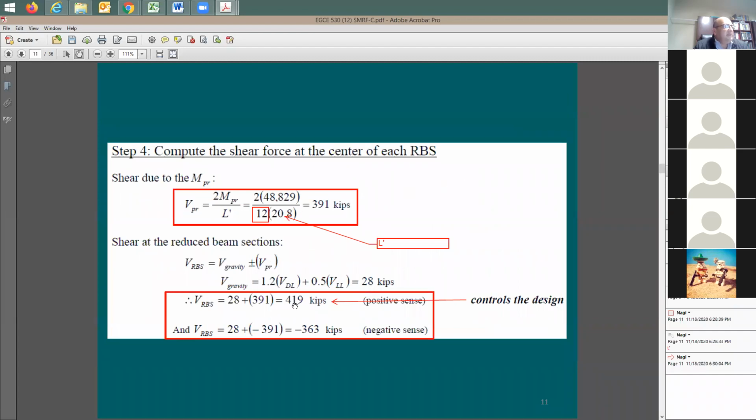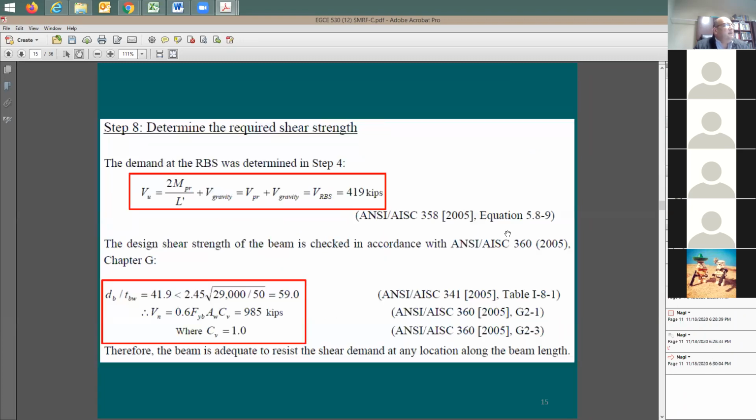I'm going to say this is going to be the same as this 419, right? So this is the one that we say controls the design. Let's check the shear, right? 419. This d_b divided by the thickness is going to be 41.9, which is going to be less than this value, the 59. It means that I have compactness when it comes to the shear check.